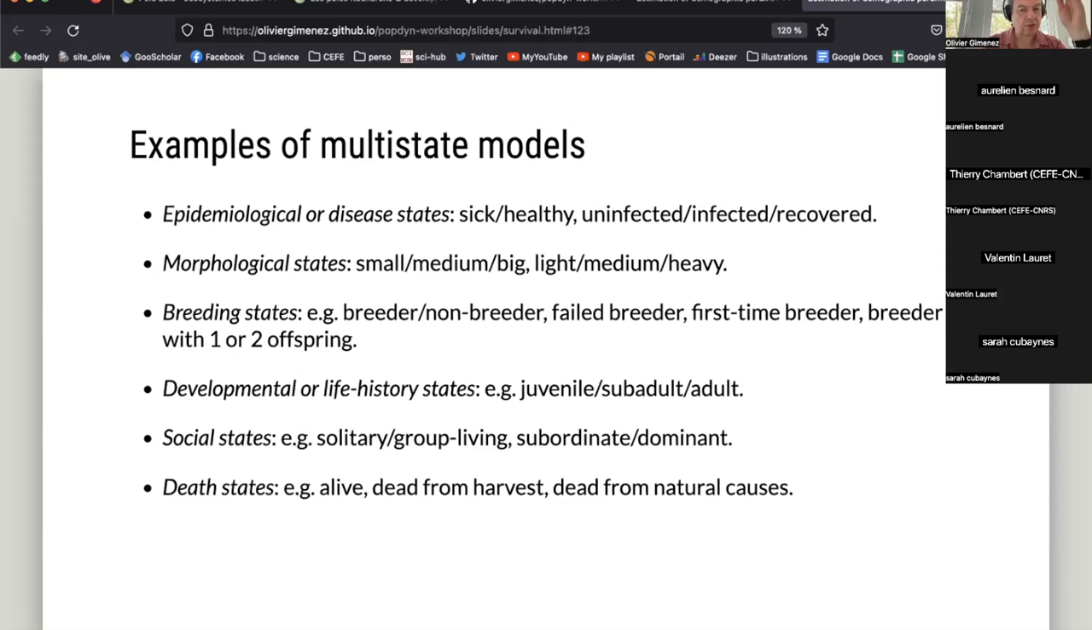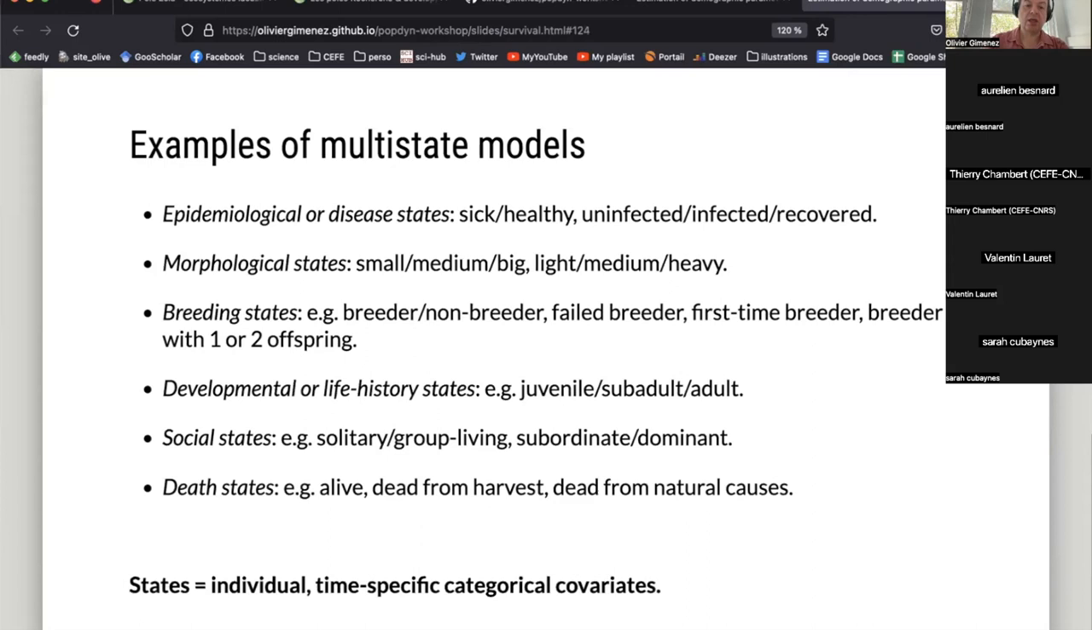And states, in brief, are like yesterday, we went through time-varying individual covariates, and that's exactly what they are: individual, time-specific categorical covariates. So they are discrete covariates, like small, medium, big, and an individual may change across time from one state to the other, or go back to a previous state, or you can post constraint. And also, these states are different from one individual to the other. Okay, so it's an individual and time-specific, discrete or categorical covariate.